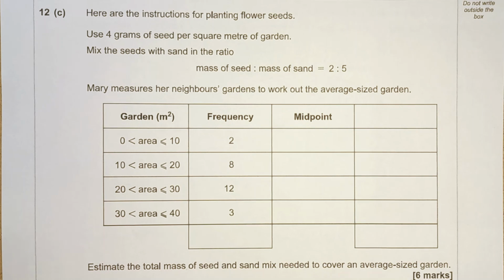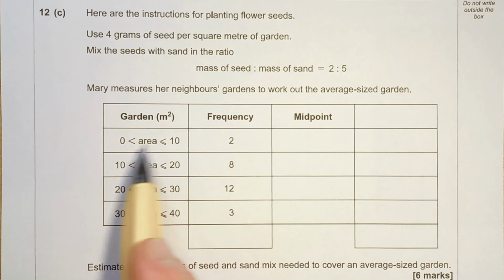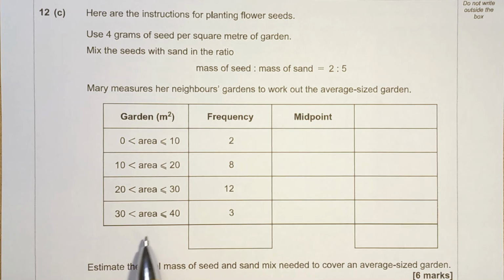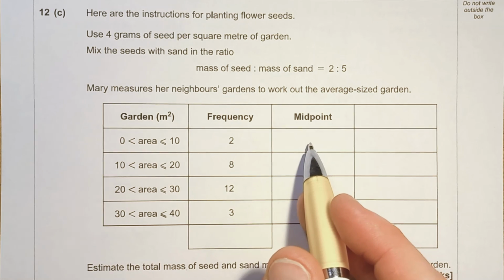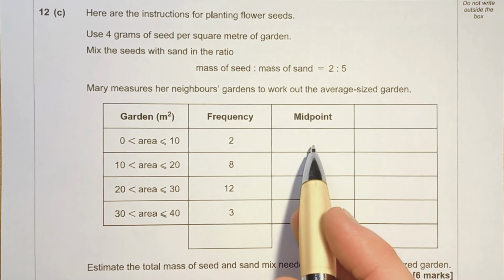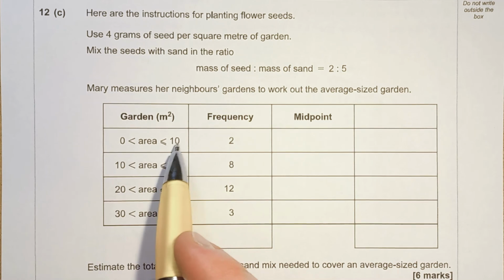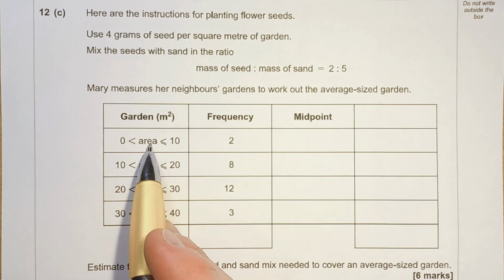Right, talking about an average sized garden. So we've got to find out what that average sized garden is first. And we're going to use this to work it out. Now they've said estimate, and the reason that we're estimating is we don't know the exact sizes of these gardens. We just know that they sort of fit into these ranges. So our estimating is using a midpoint. And what that means is we assume, well, if we know the gardens are between 0 and 10, we're just going to say that they're all smack bang in the middle.